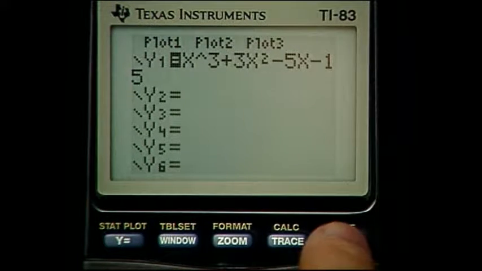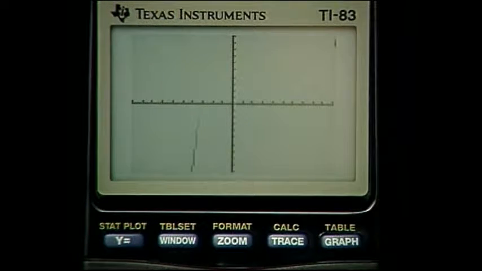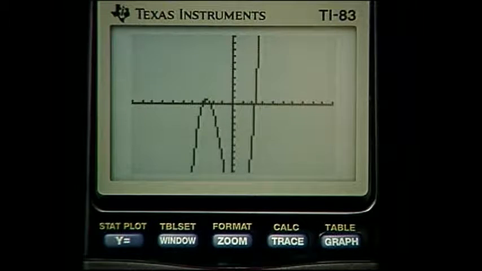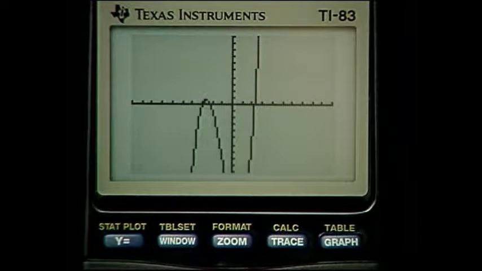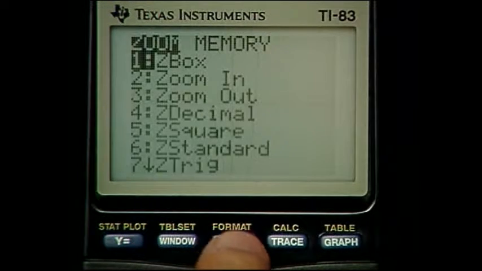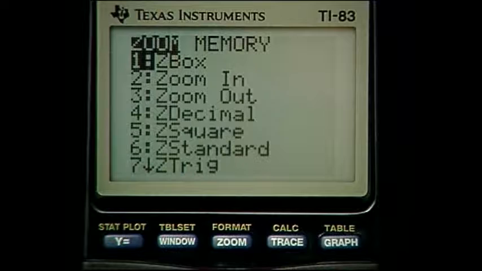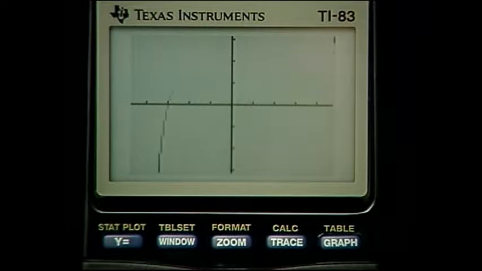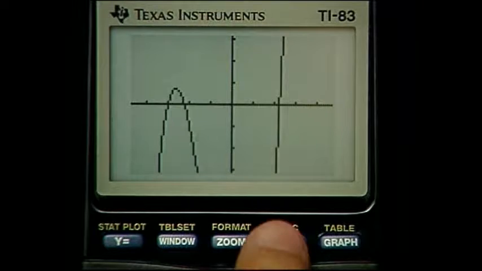All right, the graph on standard settings will look like this. It may be helpful if you're looking for zeros in this environment to first try to bump into zeros by using friendly settings. And we can get to the friendly settings very quickly by pressing zoom and then item number 4 or item number 5. Item 4 gives z decimal, and that means we have decimal values when we press trace.